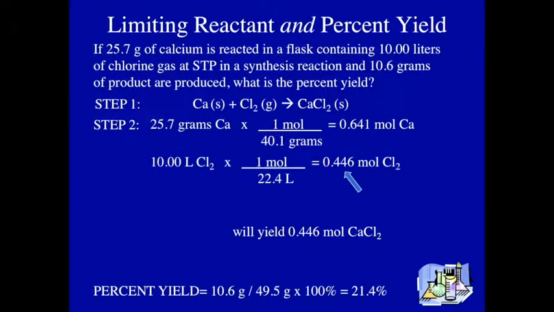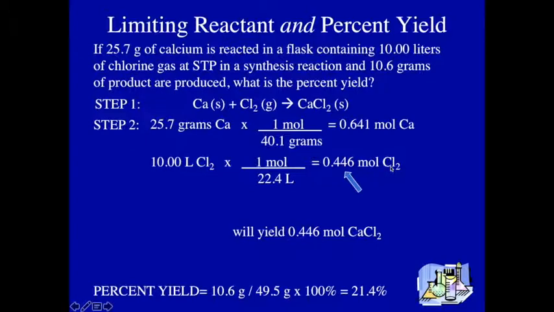I do the same thing with chlorine gas, except I have to remember I'm given liters for chlorine gas. I'm not given gram molar mass. We've got to be very careful. You can't do 71 grams because you're given liters for chlorine gas at STP. So 10 liters of chlorine gas times 1 mole over 22.4 liters is going to give me 0.446 moles of chlorine.